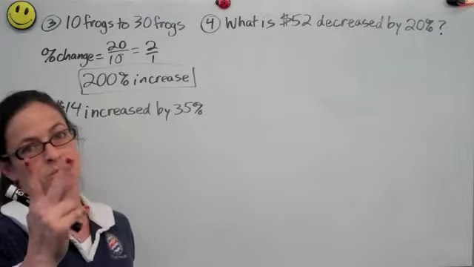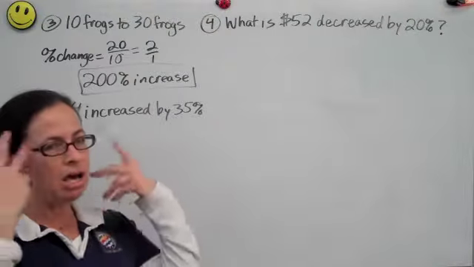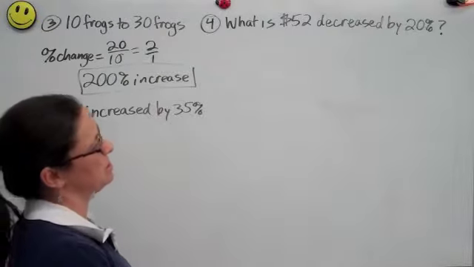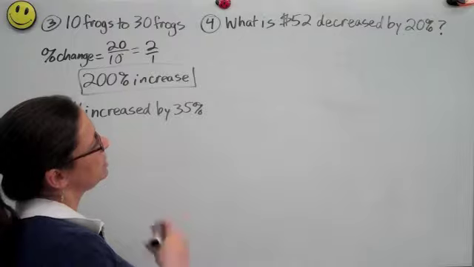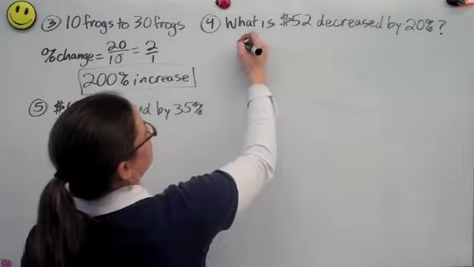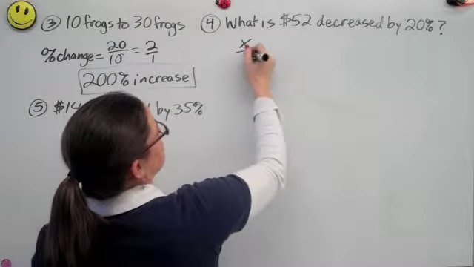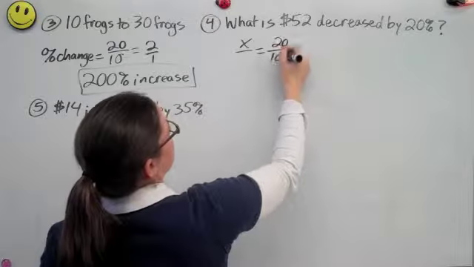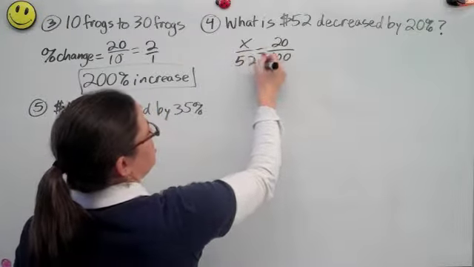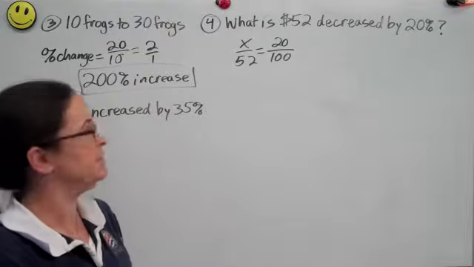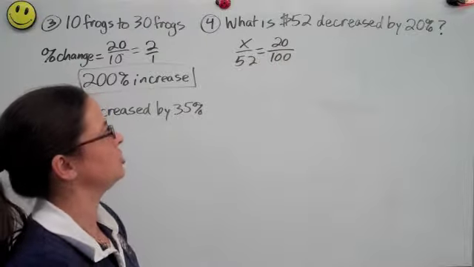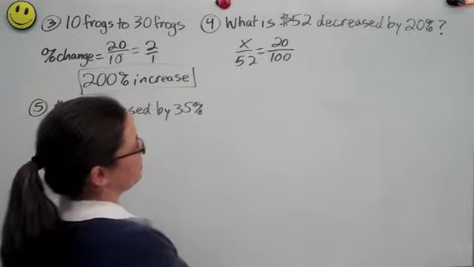Well, you have two options of how to solve. A lot of our brains go to the idea of, well, what is 52 decreased by 20%? So a lot of us think about, well, I need to figure out what is 20% out of 100 for 52. Okay, I could set it up as a proportion. This is out of 52, 20 out of 100, and I can solve it this way.